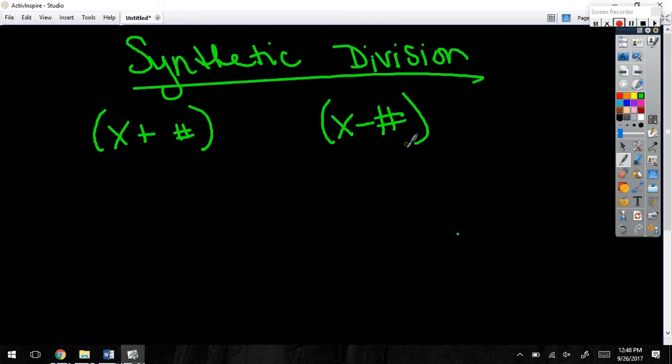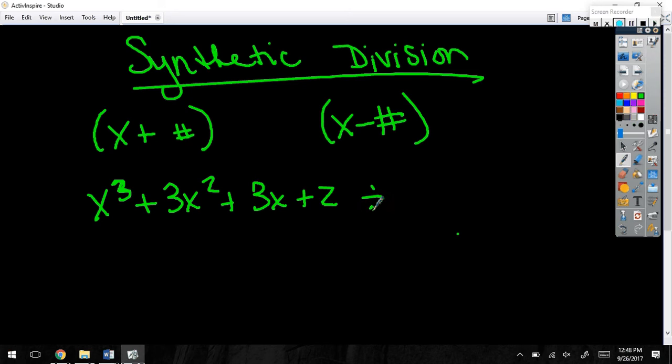Let's say you had one in your homework, and this is number 5 from your homework last night: x cubed plus 3x squared plus 3x plus 2 divided by x minus 1. Does this scenario lend itself to synthetic division? Yes, because it's x minus 1, okay?